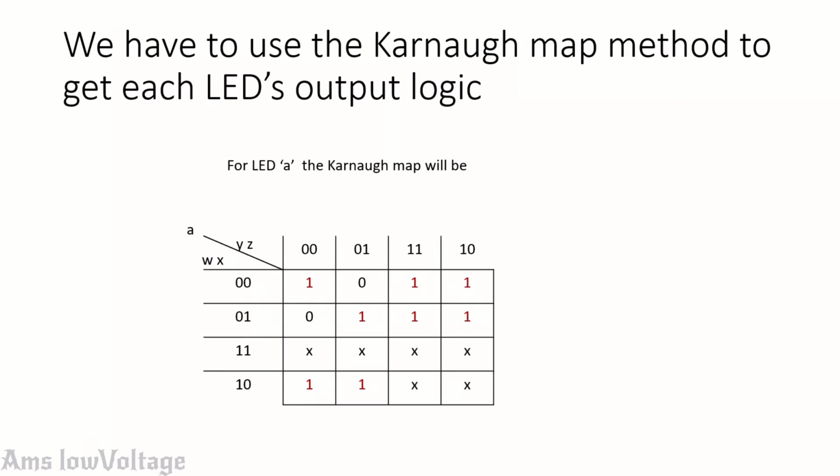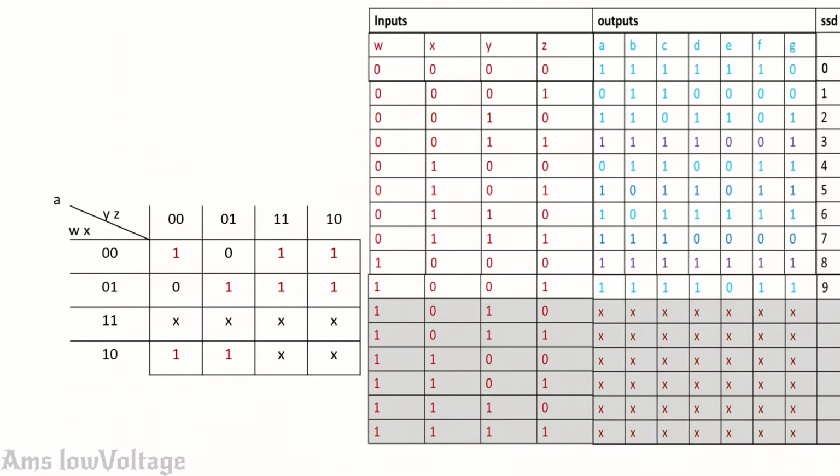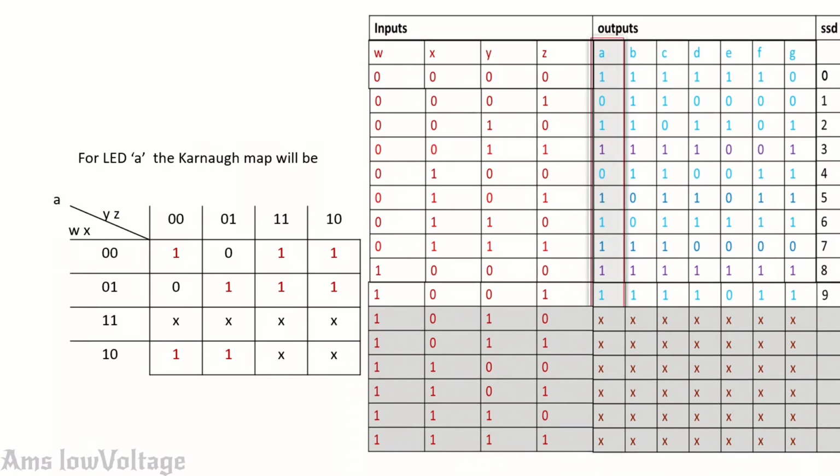For equation A, I have set up all these zeros and ones in this table, and for output A I have to put the zeros and ones in this Karnaugh map table like this. For LED A, the Karnaugh map will be like this. I'm taking column A. You can see the shaded column is this one for the A output, and all these zeros and ones in this table.